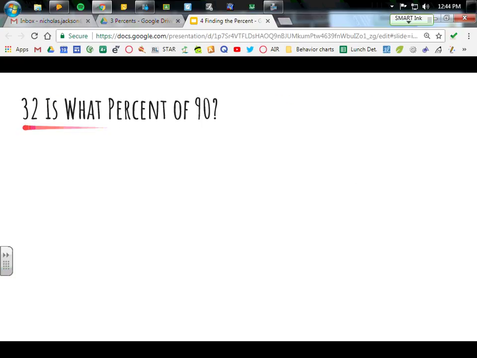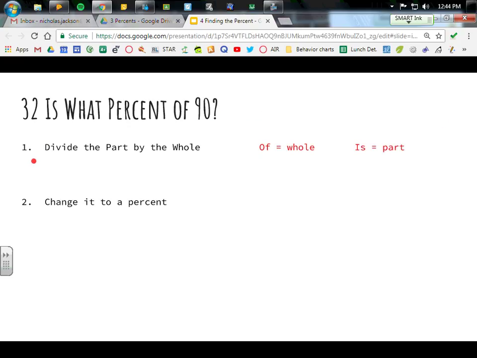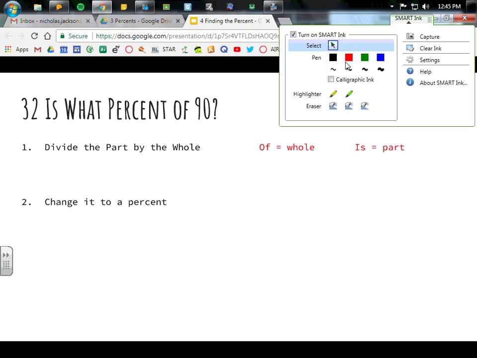So if you have a problem like this one, 32 is what percent of 90? Here's what you would do to solve that. First, you would divide the part by the whole. And I put a reminder here that the word "of" is always associated with the whole. So up here, "of 90," "of" is the whole, and the word "is" is always associated with the part. So "32 is," that's your part. So we're going to be dividing 32 by 90.